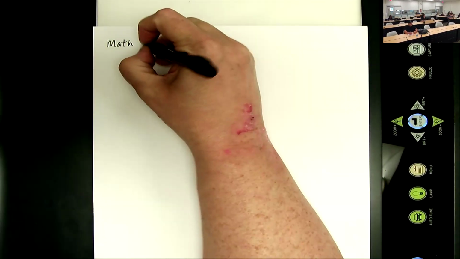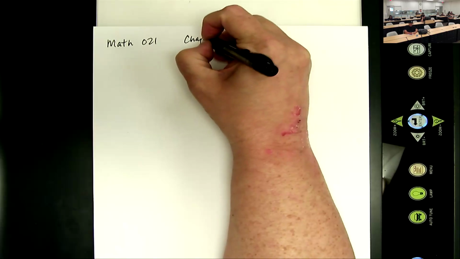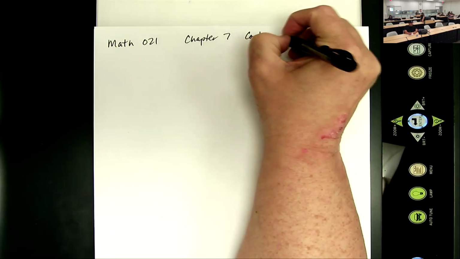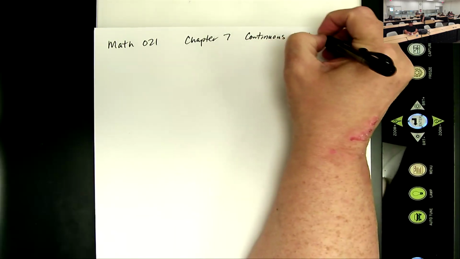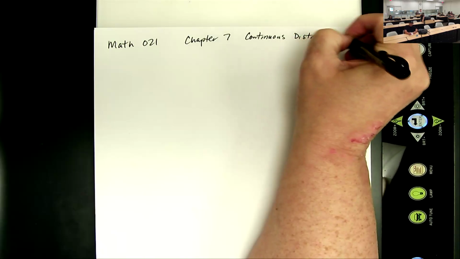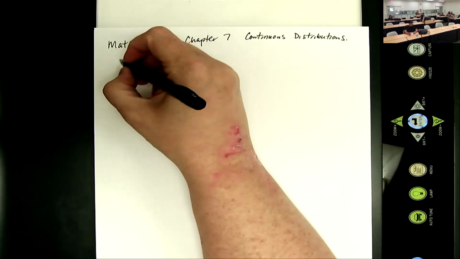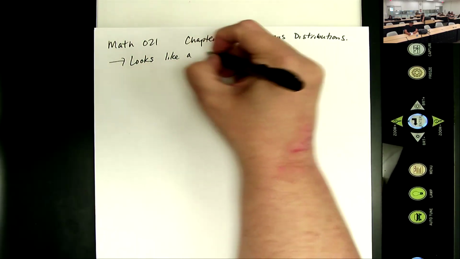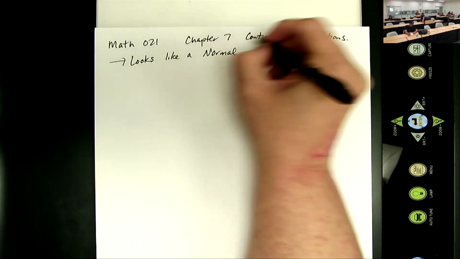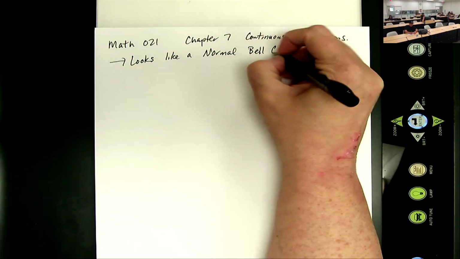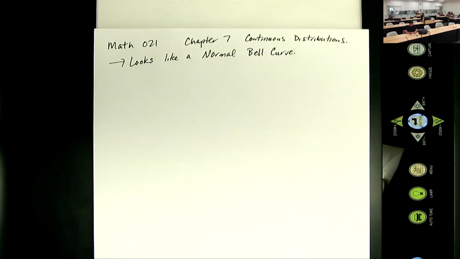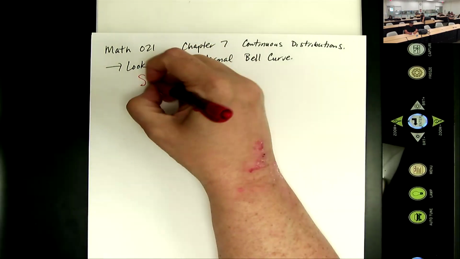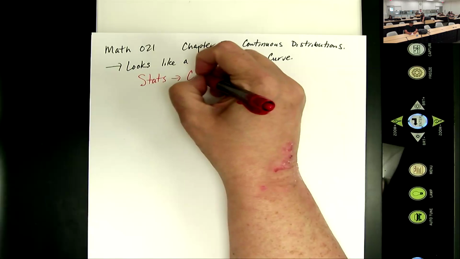Today we're doing chapter 7. Chapter 7 is on continuous distributions, rather than the discrete distributions that we were doing in chapter 6. And this means everything should look like a normal bell curve. This is what happens when we get continuous distributions. What you're gonna need to know is stats, calculators, normal for StatCrunch.